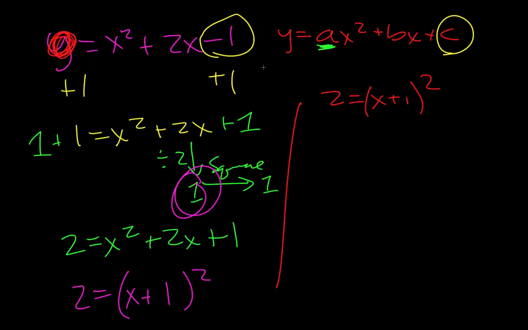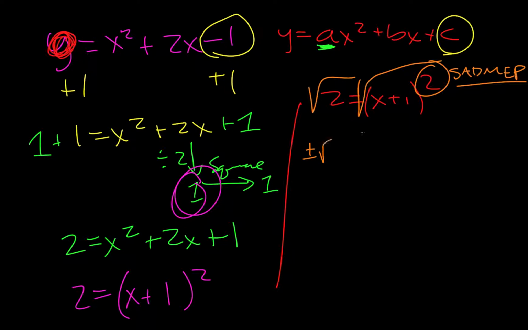Now, from here we just want to solve for x. So SADMAP is going to be our friend. And we have parentheses, so I like to cover that up and not even look at it. So the only thing we have on the outside of parentheses is this square. And so to get rid of that, I'm going to square root both sides. Remember, when you introduce a square root into a problem, you have to do plus or minus. So plus or minus square root of 2 equals x plus 1 because this square canceled this square root.